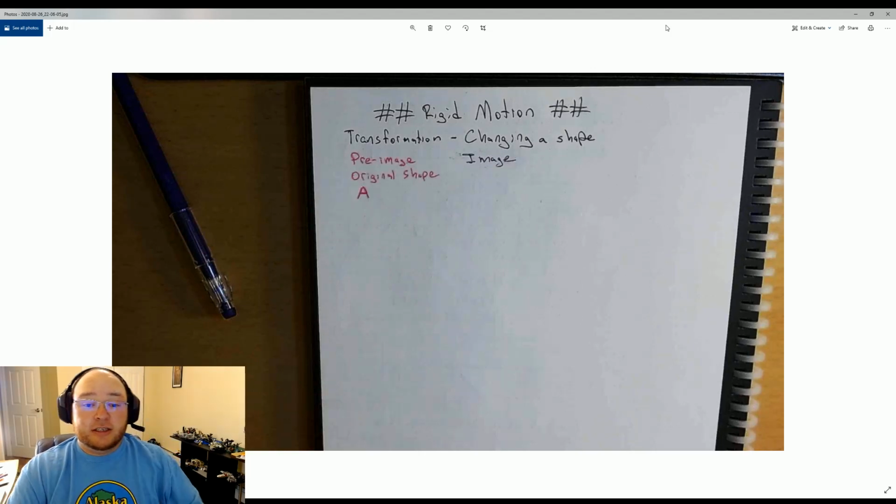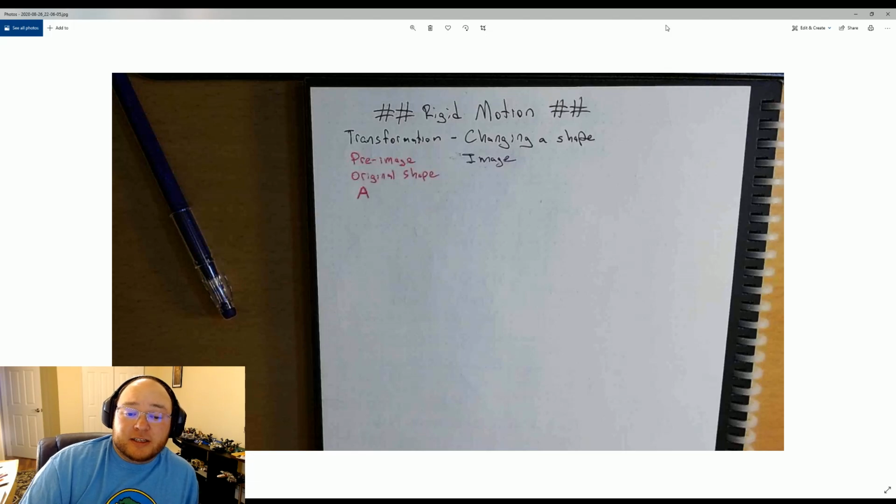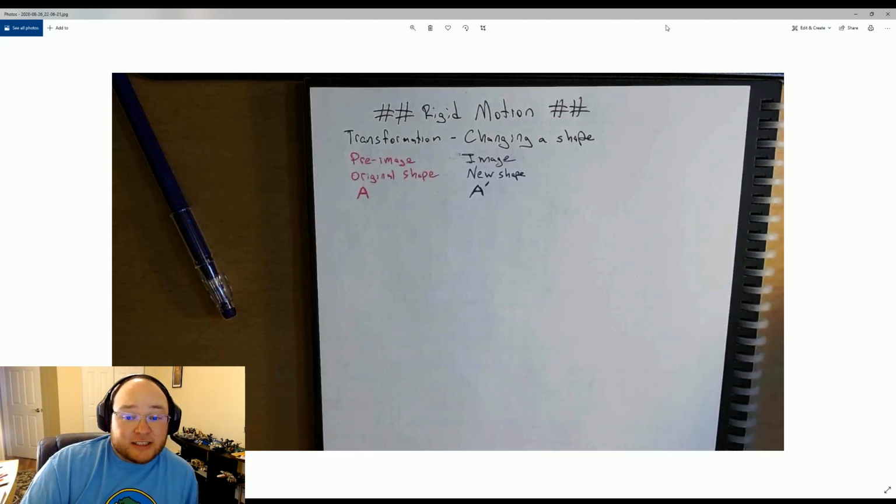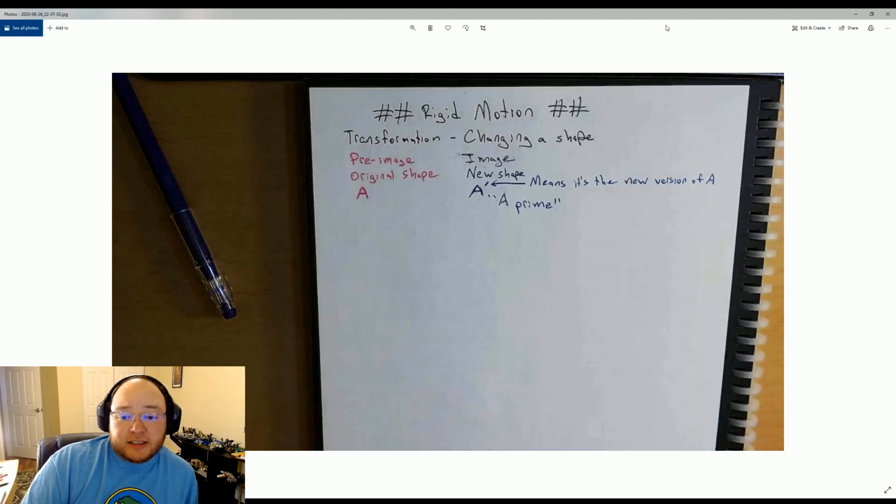Pre-image is the original shape. Let's just say we called it A. Image is the new shape, and you're going to call it A with this little apostrophe. That apostrophe means it's the new version of A, and you say that by saying A prime. So the original shape is A, the new shape is A prime.